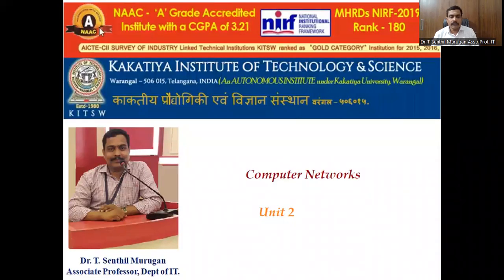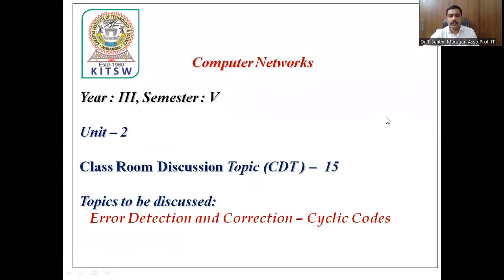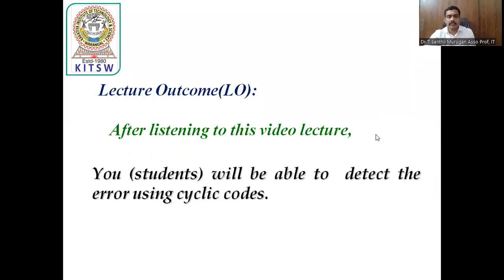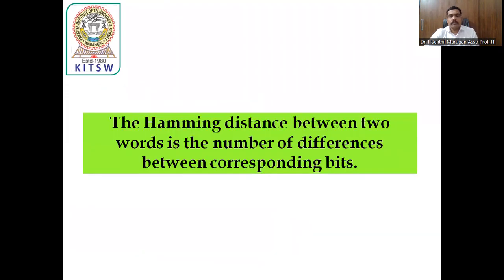This is the continuation of the second unit, error detection methods. In the error detection method, how cyclic codes are used to detect the error, we are going to discuss in this lecture. The outcome of this lecture is that you will be able to detect the error using cyclic codes. Before going to discuss cyclic codes, some methods exist to identify the error.